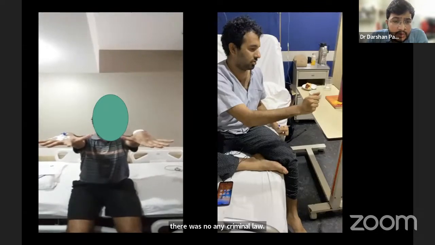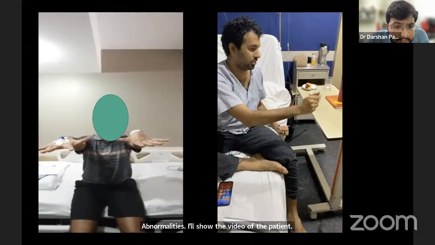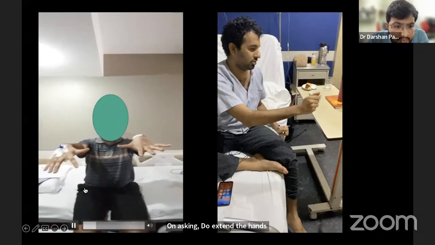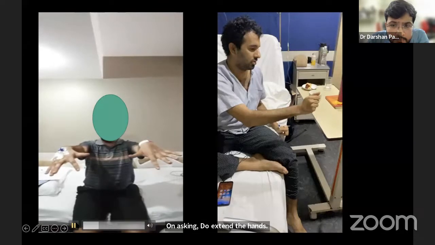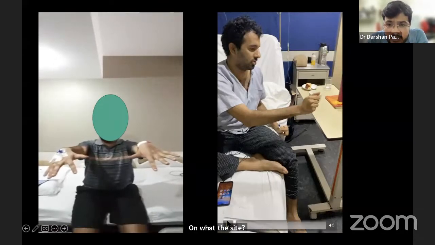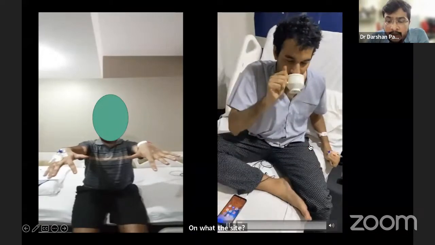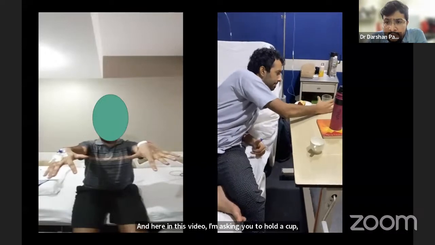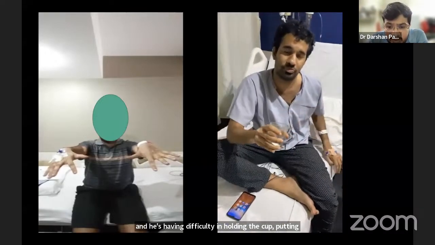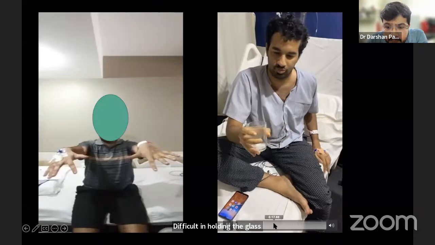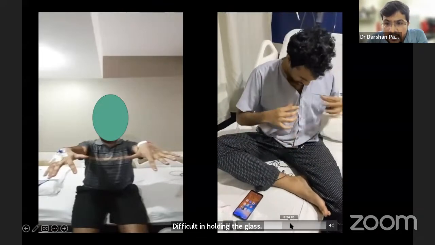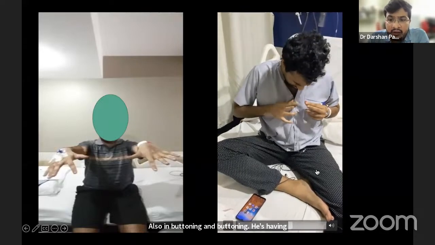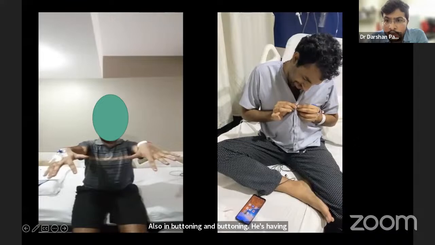On asking to extend the hands, there were pseudoathetoid movements on both sides. And here in this video, I'm asking him to hold the cup, and he's having difficulty in holding the cup, putting it on the table, and difficulty in holding the glass. Also in buttoning and unbuttoning, he's having difficulties, as you can see here. We have taken the permission of the patient to show the videos.